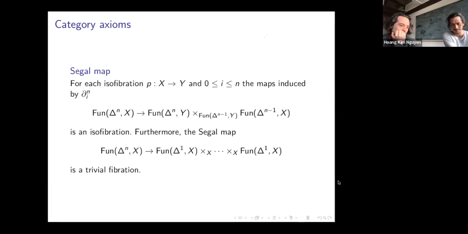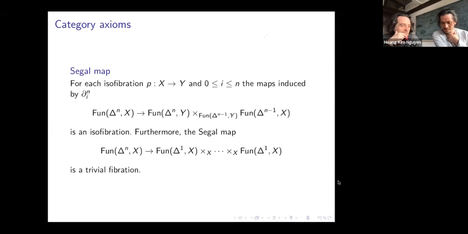Right. I don't understand the codomain of the first map. Is that meant to be the matching space, or... I just don't understand what that is. Oh, sorry, this is the relative thing. Okay.